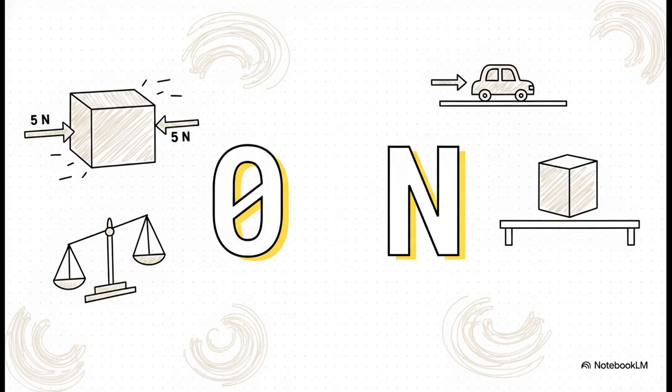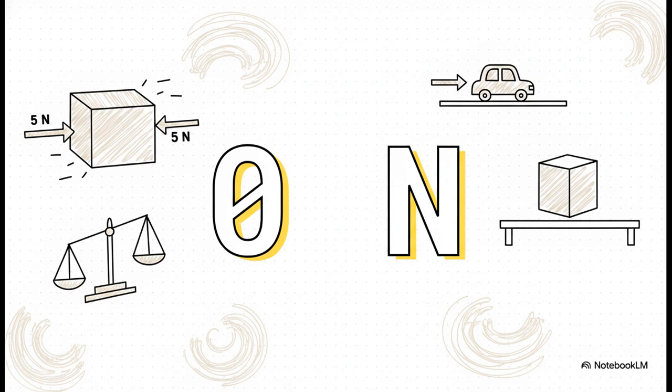They partially cancel. So the net force, the actual resulting push the box ultimately feels, is just 7 newtons to the right. But what happens if those opposing forces are perfectly equal? Let's say a 5 newton push to the right and a 5 newton push to the left. Well, you get this number, 0 newtons. This right here is the magic state of equilibrium. When forces perfectly balance each other out, the net force is 0.